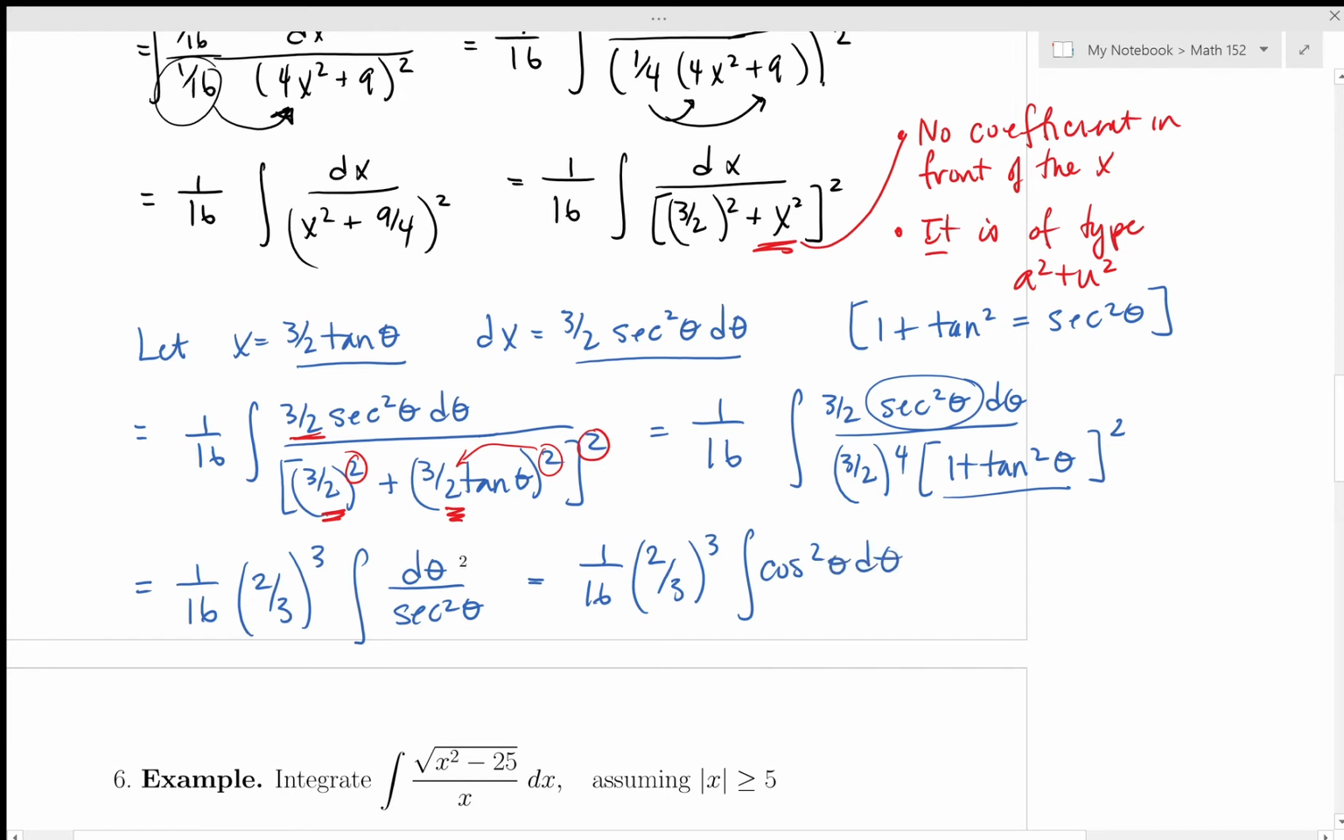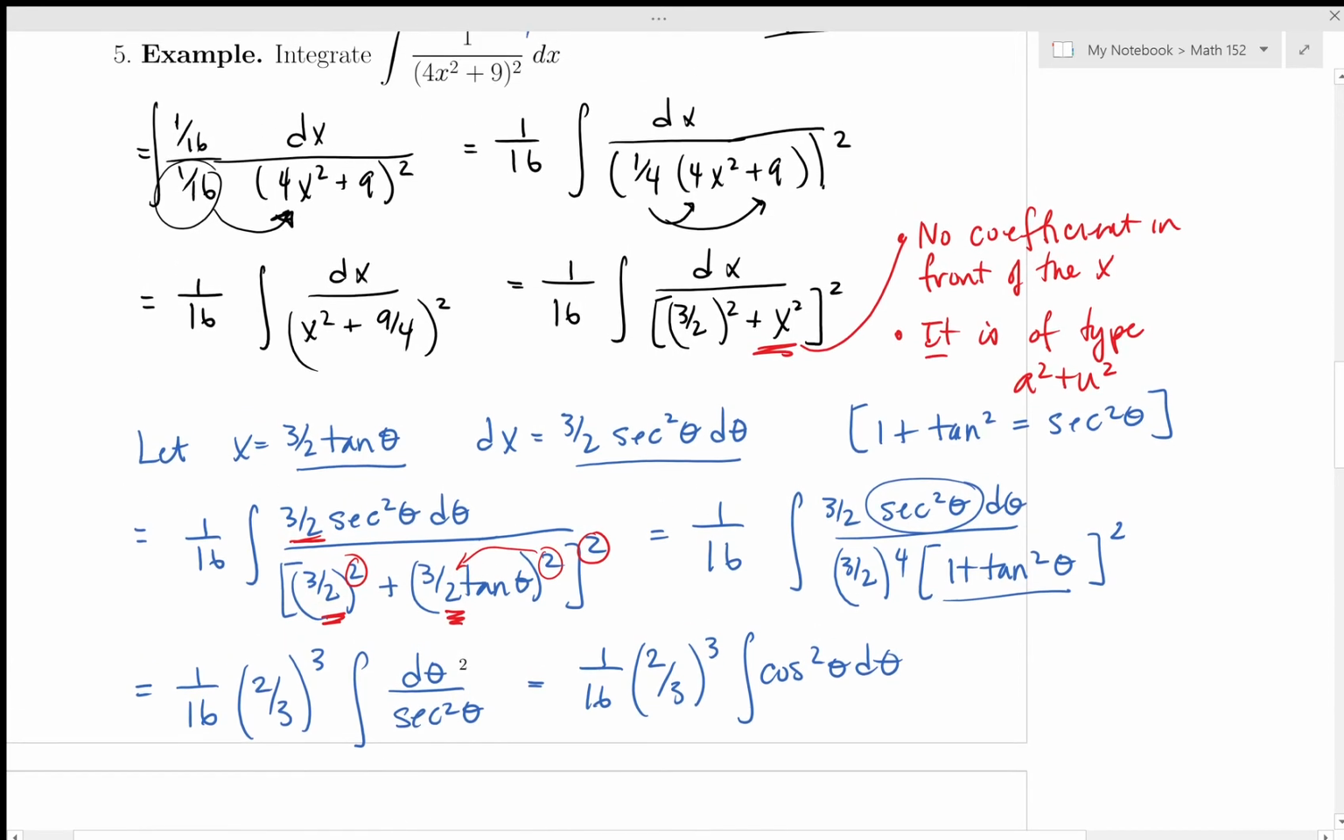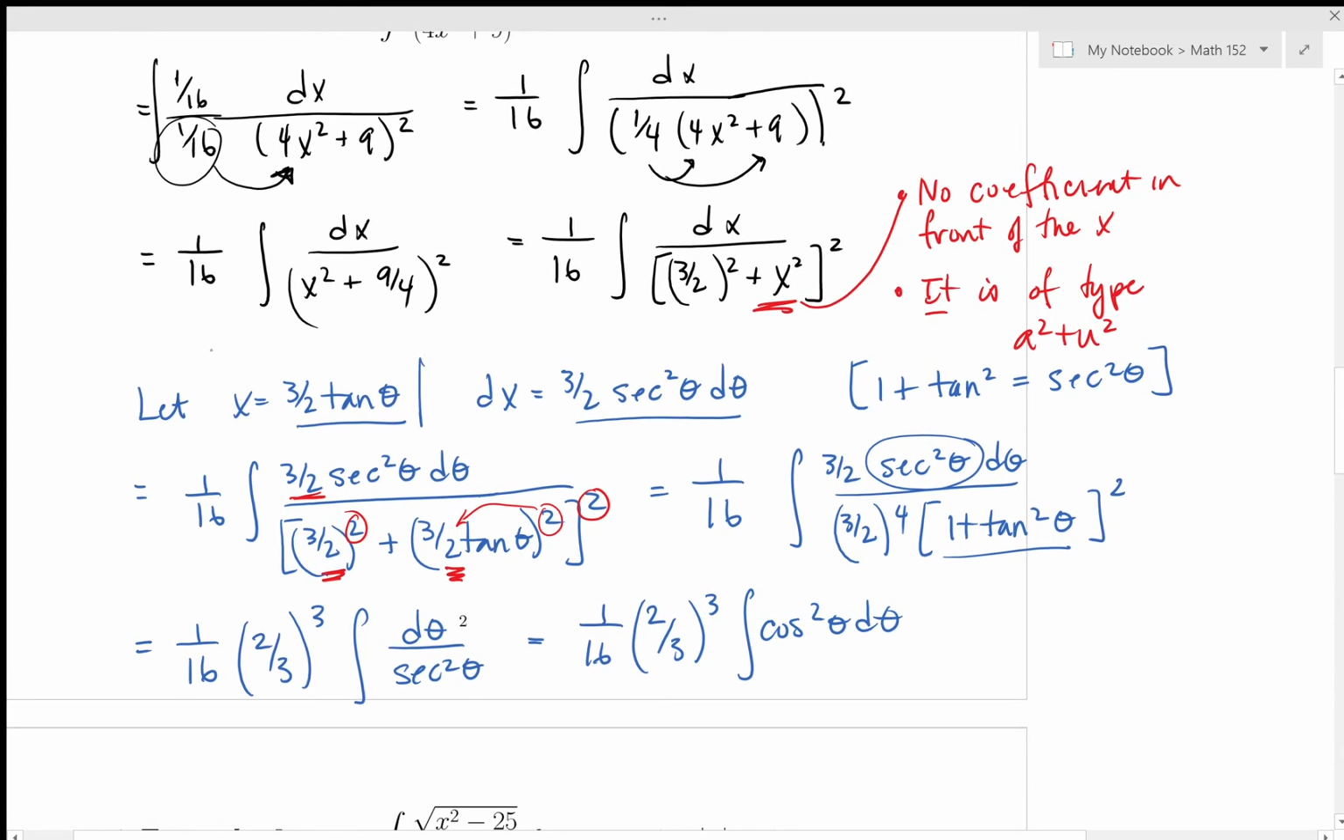Now we're in fact in exactly the same position we were in the previous example. We now need to evaluate cosine squared theta. And let me just remind you what theta is. I'm looking now at the triangle corresponding to the substitution. I know that the tangent of theta is... sorry, let me try that again. 3/2 tangent theta is x. So that means that the tangent of theta is 2x over 3.